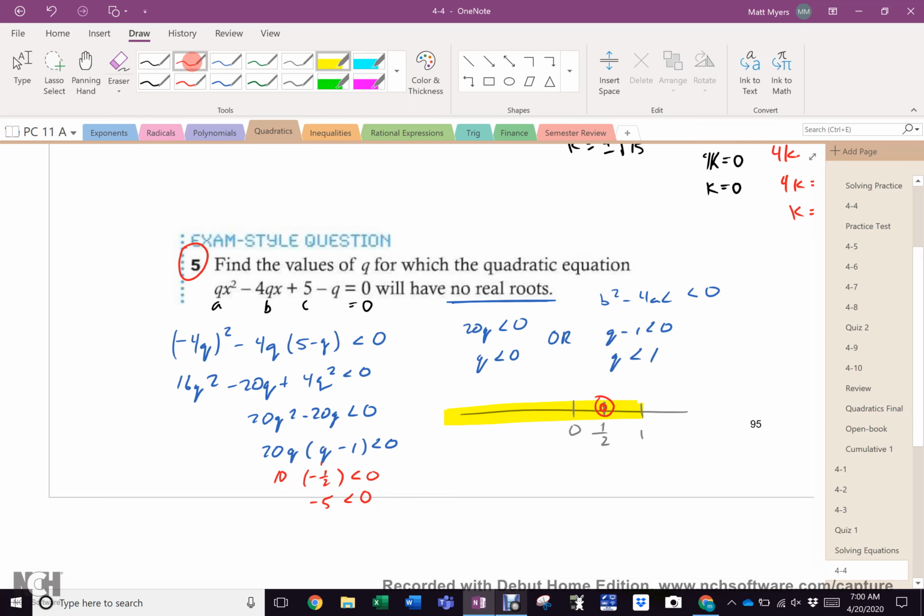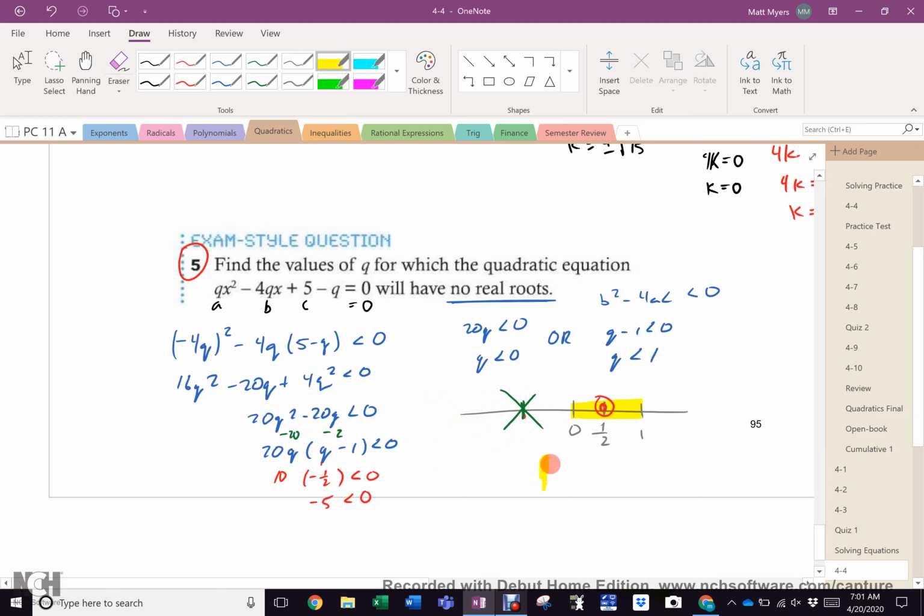Or is it? Let's check here with negative 1. Oops, I should change color. Erase. Negative 1. That would give me, right here, negative 20. Negative 1 minus 1 is negative 2. Negative 20 times negative 2. Hey, wait a minute. It doesn't work over here. So it has to be only the values in here.